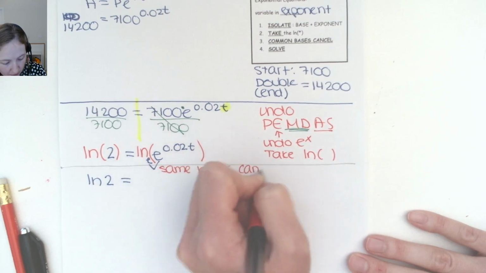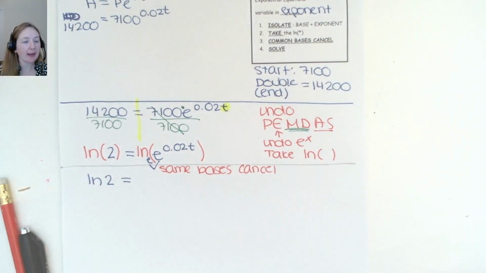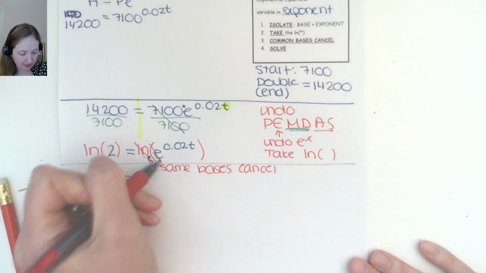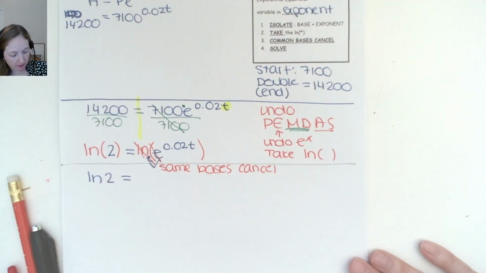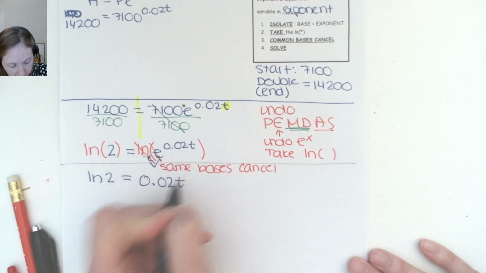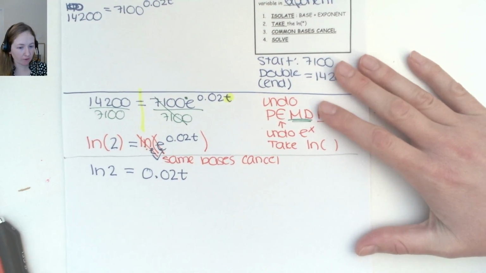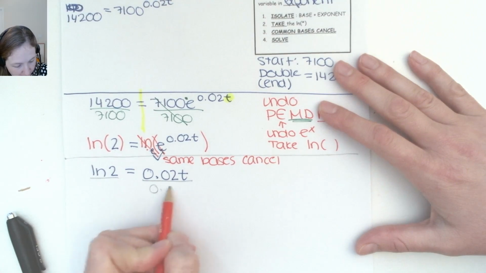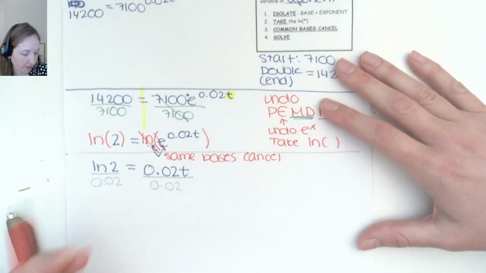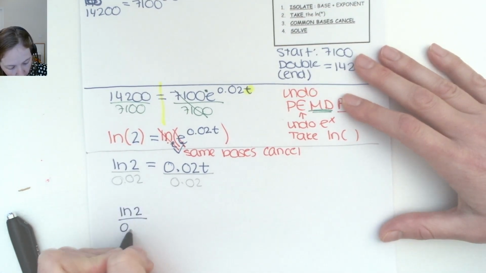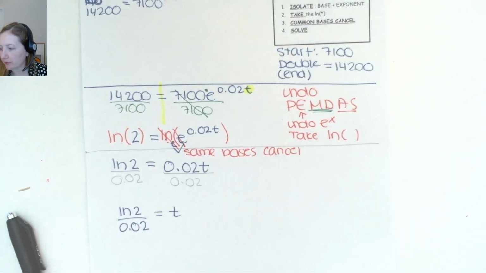Now, yes, you could bring the power down. However, you are just working extra hard if you bring the power down, because you do have the natural log of e, and those bases are going to cancel. So that is simply going to give us natural log and e cross out, and then 0.02t. To solve for t from there, we will simply divide both sides by 0.02. So that gives us the natural log of 2 over 0.02 is equal to time.